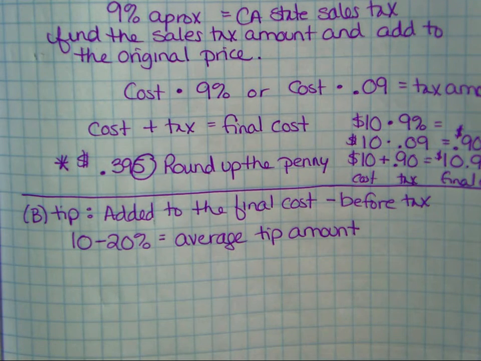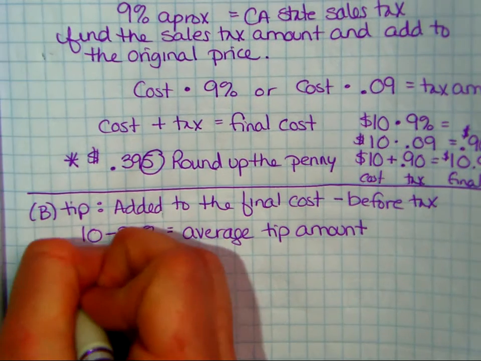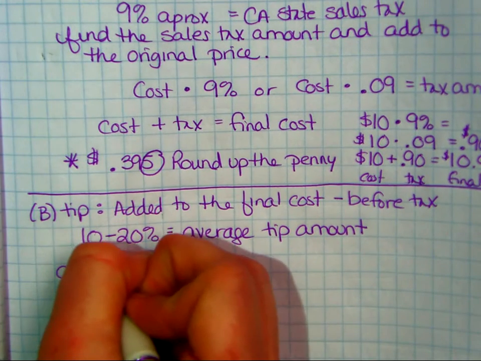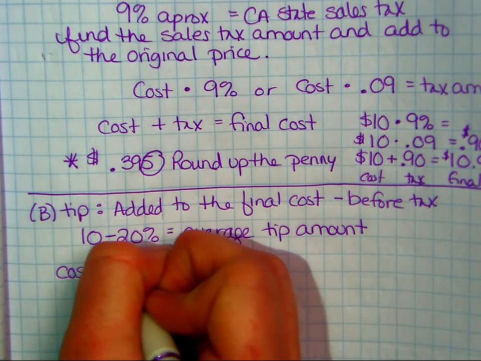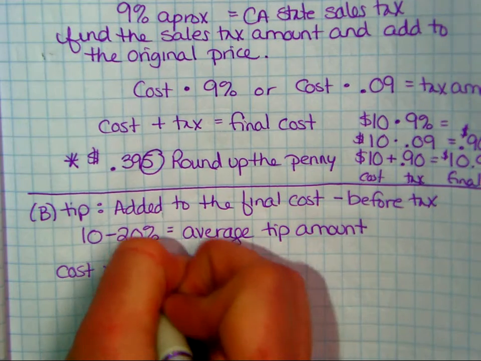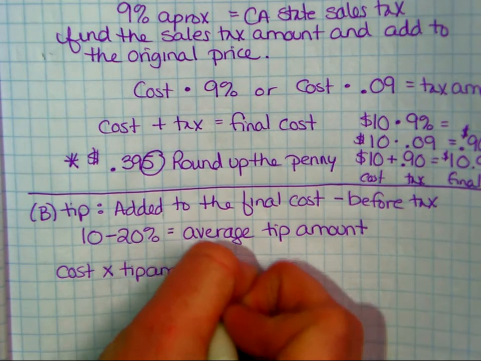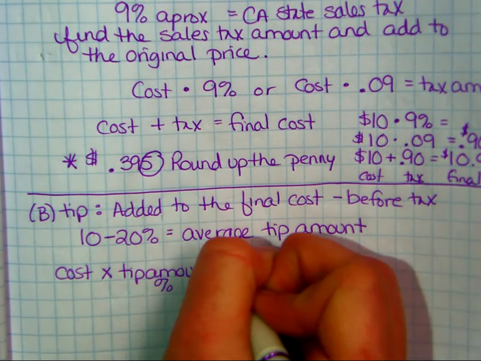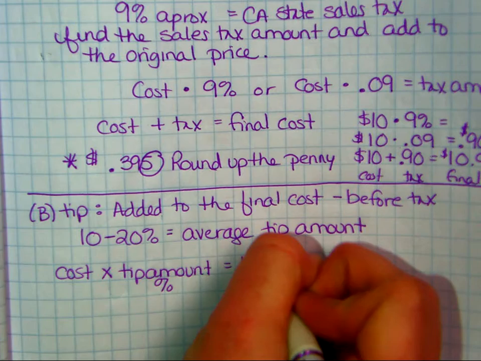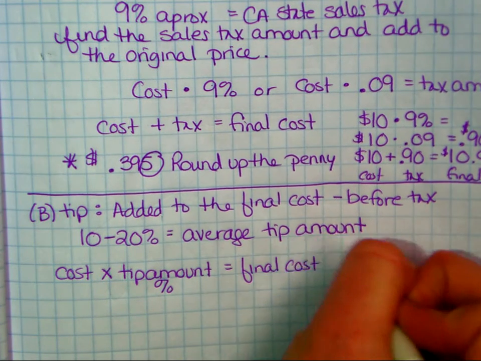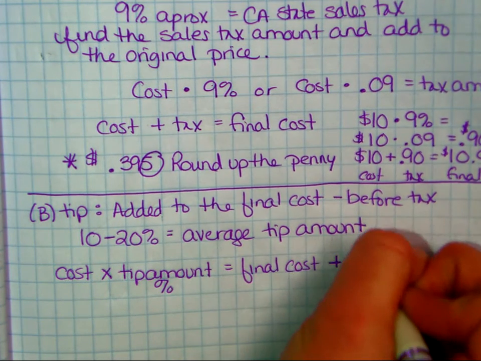To solve these problems, you're going to take the cost, multiply it by the tip amount or percent, and that's going to equal the final cost, and then you would add your tax.